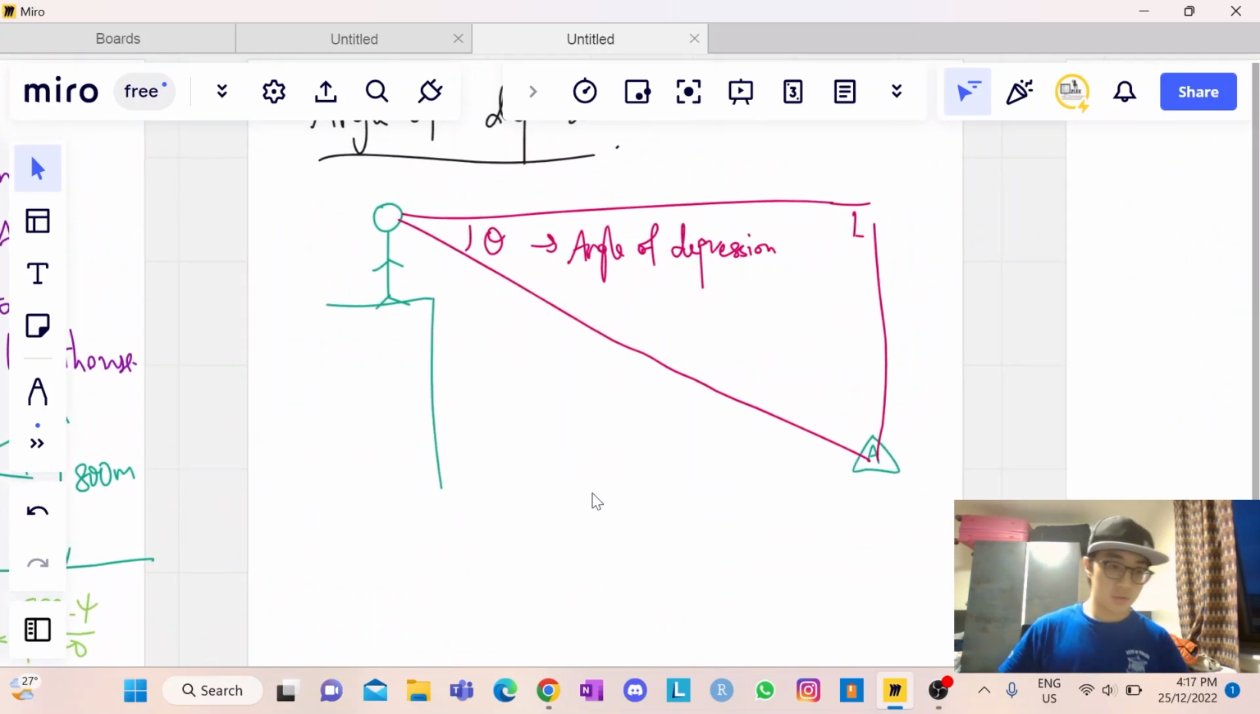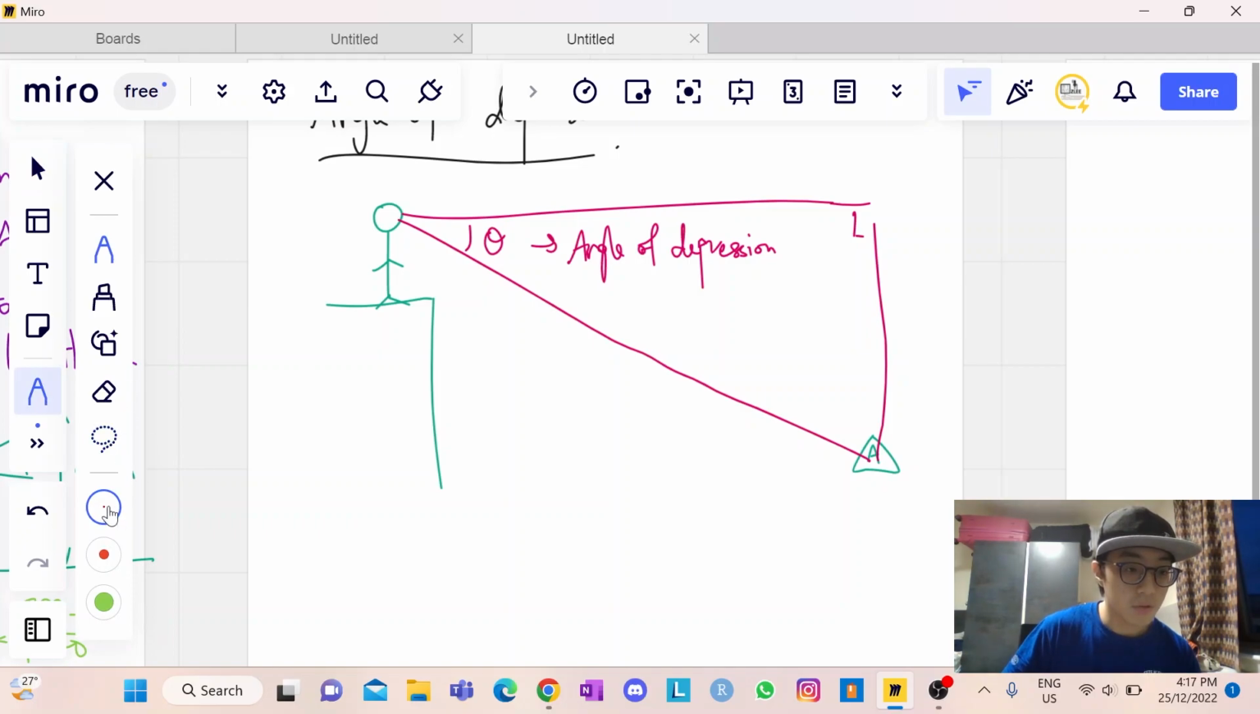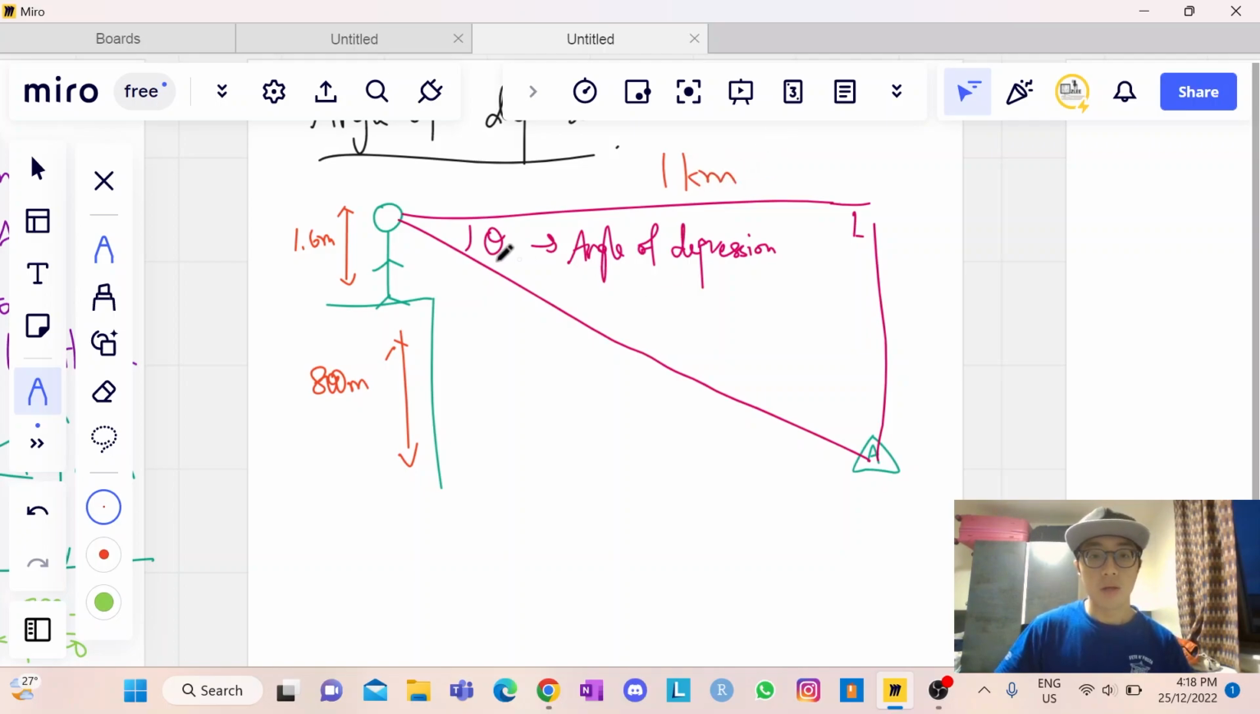All right, so let's write down this thing right here. Ali is 1.6 meters. The cliff is 800 meters. Horizontal distance is 1 km. Look for the angle of depression. So now if we are to transfer this triangle right here, the theta is right here, this is 1000, and this thing right here is 800 plus 1.6.